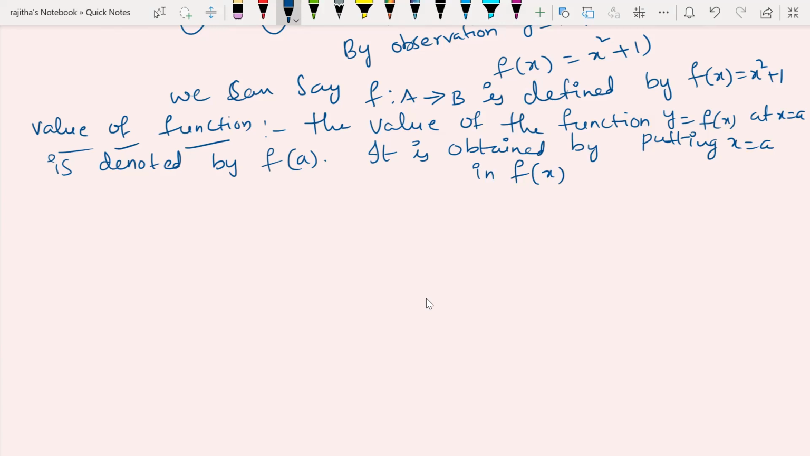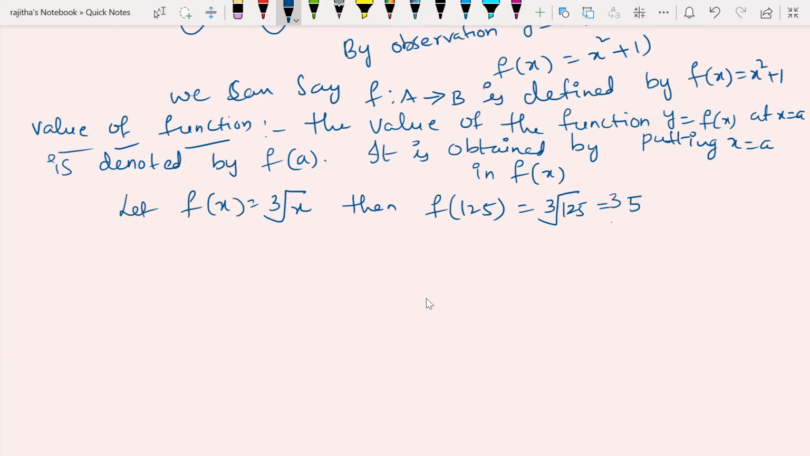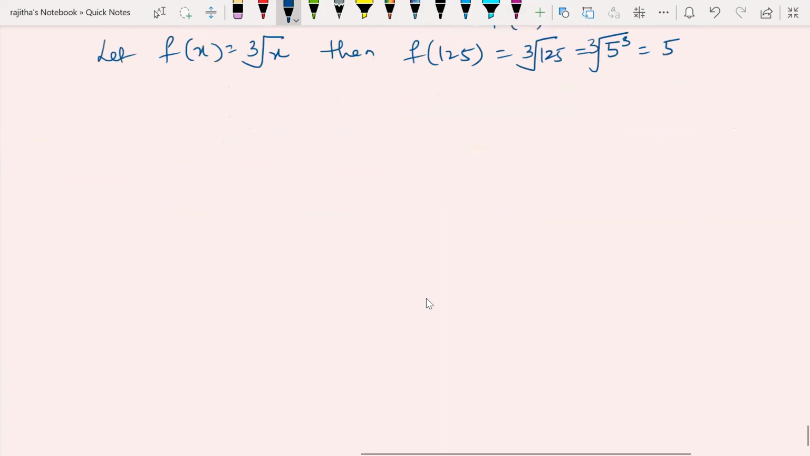For example, let us assume f(x) is the cube root of x. Then f(125) is the cube root of 125, which equals 5, since the cube root of 5 cubed is nothing but 5. Next, let us discuss types of functions.